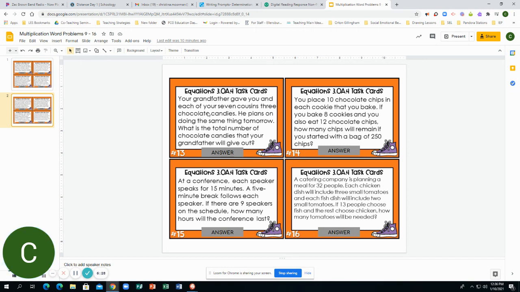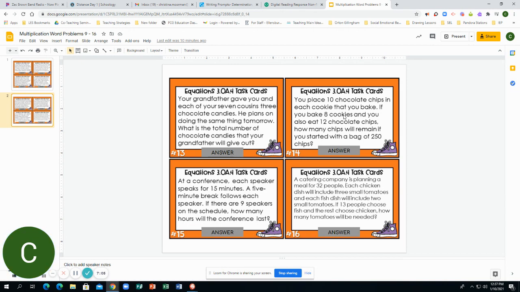Your grandfather gave you and each of your 7 cousins 3 chocolate candies. He plans on doing the same thing tomorrow. What is the total number of chocolate candies that your grandfather will give out? Pause and solve. Number 14. You place 10 chocolate chips in each cookie that you bake. If you bake 8 cookies and you also eat 12 chocolate chips, how many chips will remain if you started with a bag of 250 chips?